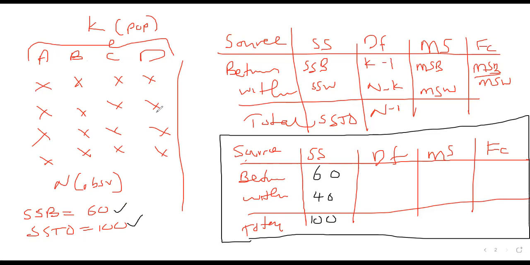The number of populations here is 4. So 4 minus 1. Then here, n minus k. What is our n here? 12. So 12 minus 4 is 8. Then here, when you add 8 plus 3 is 11.